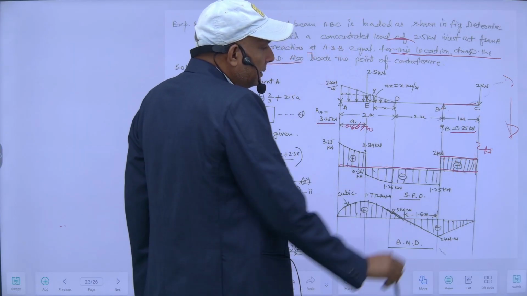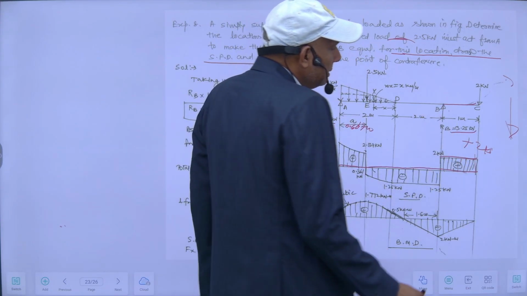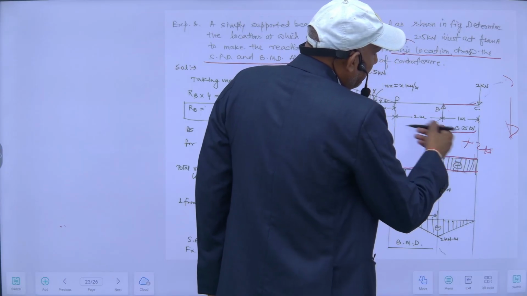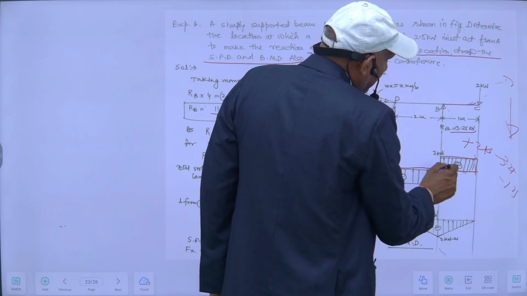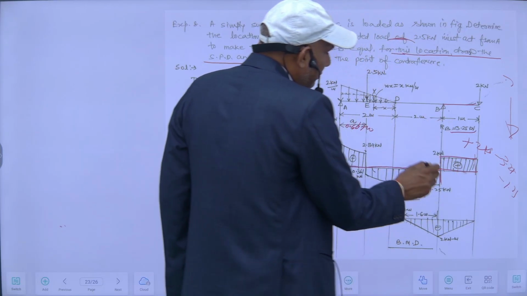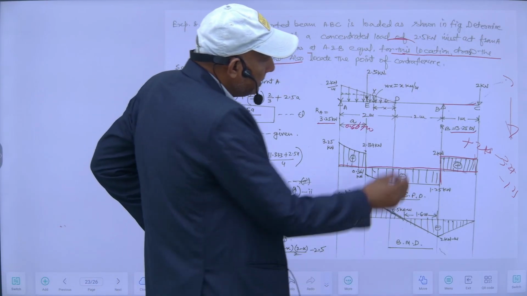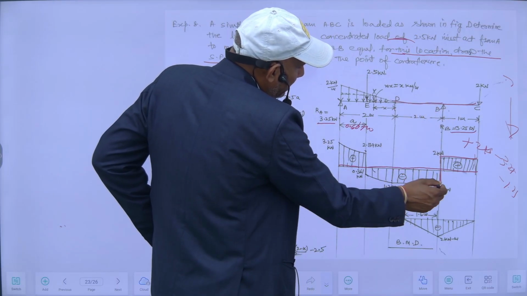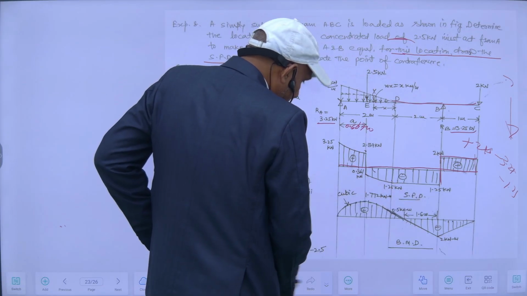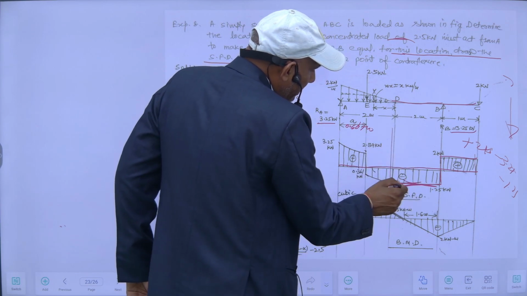Then again this is 2 plus, and this upward will become negative if I am starting from the right. So it will be opposite to this. So this will be minus 1.25 kilonewton here. So 1.25 kilonewton is the shear force here. Since no load is acting here, it will be constant, a straight line, from here to here. This is the D end.